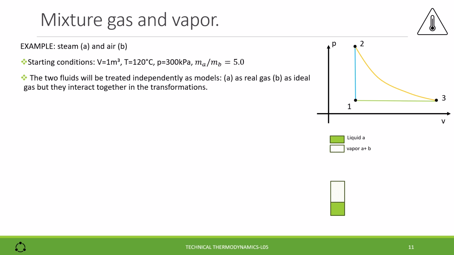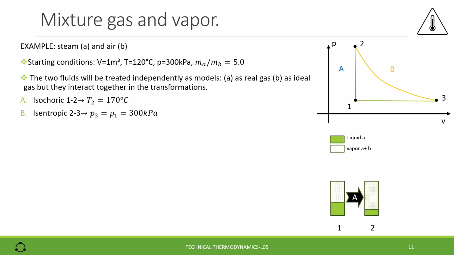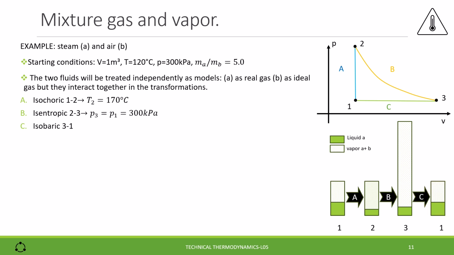The two fluids will be treated independently as two different models. Fluid A, a real gas, fluid B, an ideal gas, but they interact together in the transformations. The transformation A is isochoric from 1 to 2. The temperature 2 is 170 degrees. The transformation B is isentropic from 2 to 3, where the pressure 3 is the same as pressure 1, 300 kilopascal. The transformation C is isobaric, 3, 1.